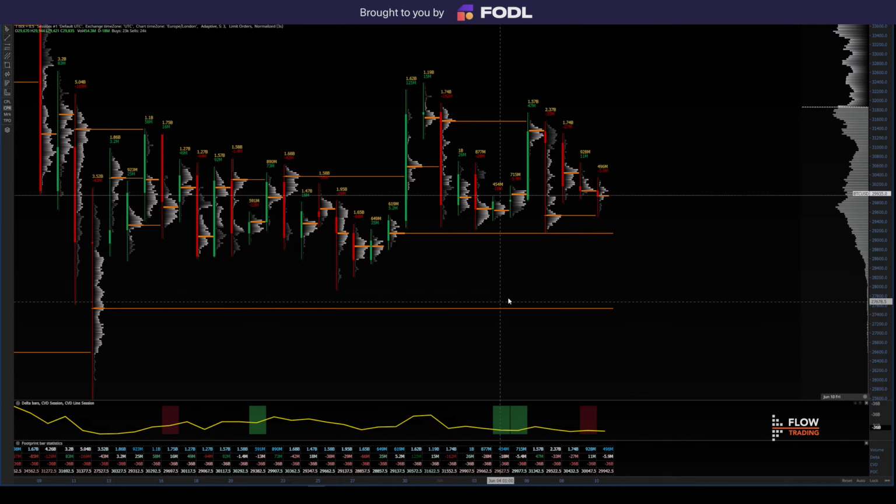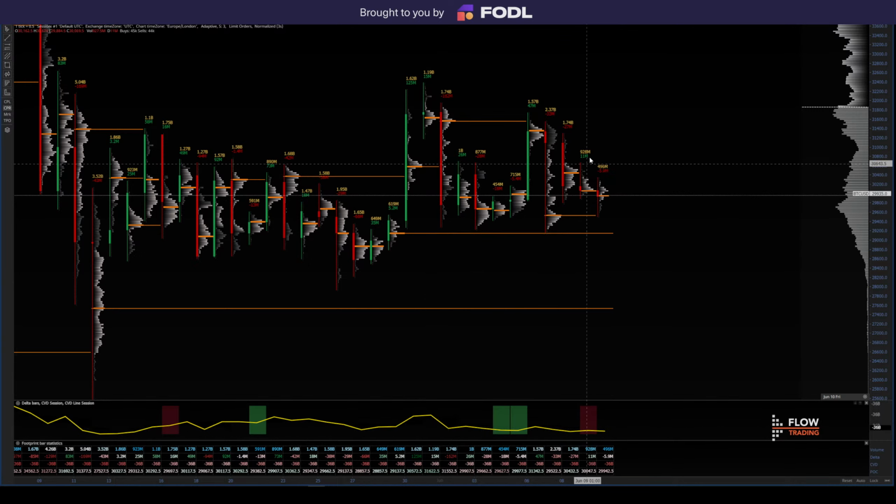So that's one thing as well. You can see here on the CVD that it is pretty much flat. The cumulative volume delta is pretty much flat, and yet there's a divergence here where the price has been moving up. So it's not taking much in the way of buying to push the price up, even though the CVD is going sideways.